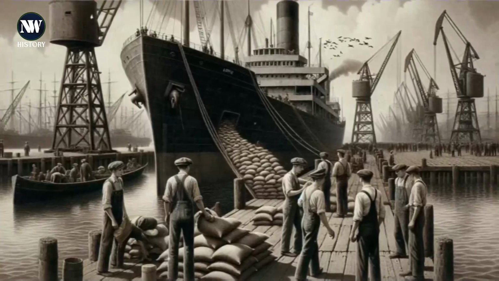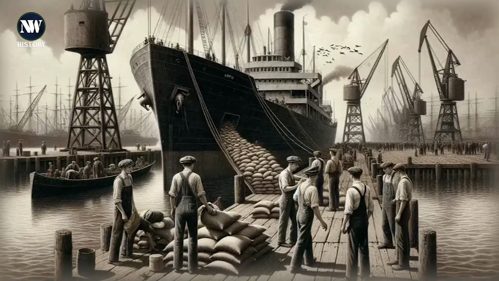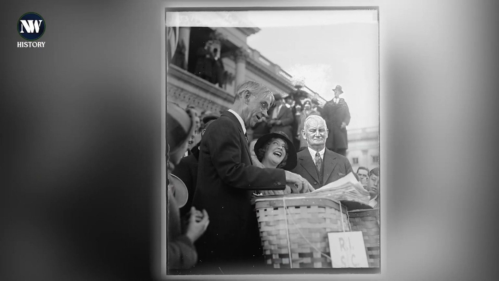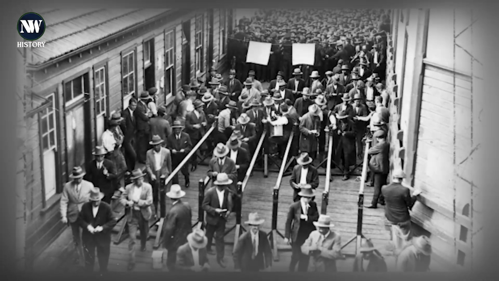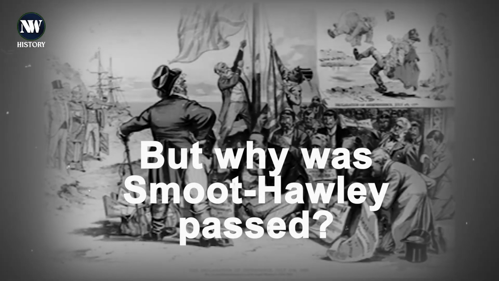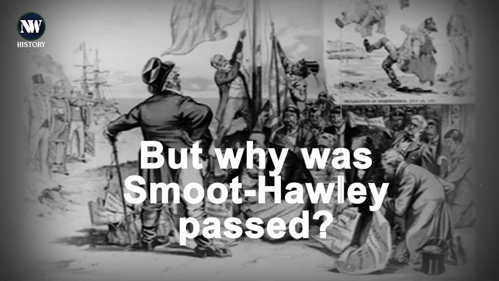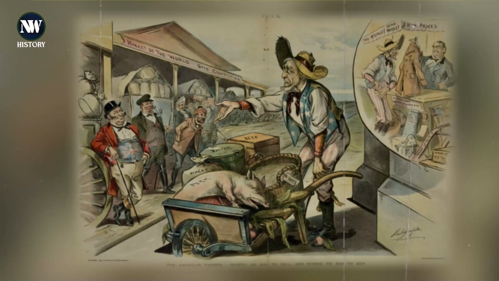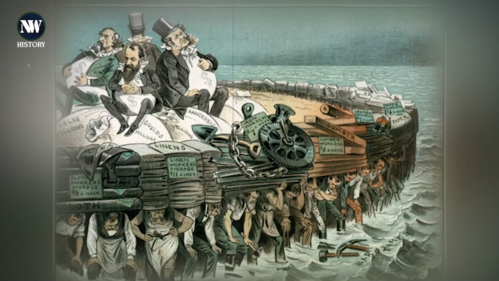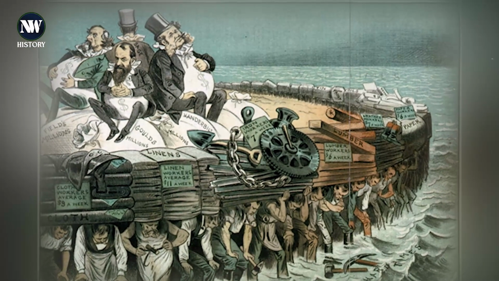The Smoot-Hawley Tariff Act, signed by President Herbert Hoover, was one of the strictest trade policies in history. It raised US tariffs on over 20,000 imported goods to record levels, with average duties exceeding 50% on some products. But why was Smoot-Hawley passed? The simple answer to this question is that there were domestic political pressures. Farmers and manufacturers lobbied for protection against foreign competition. Policymakers believed the tariffs would save jobs but ignored the risk of retaliation.